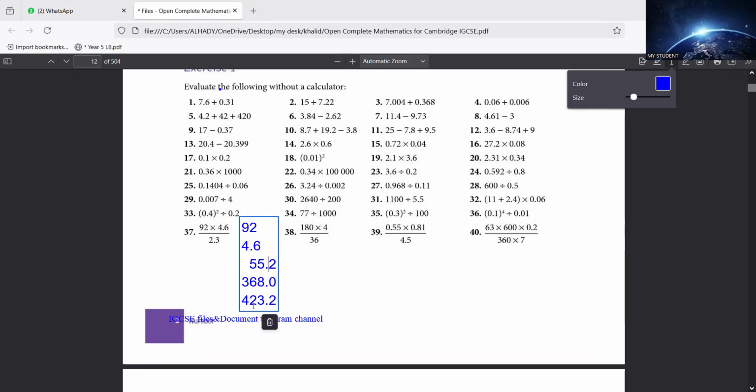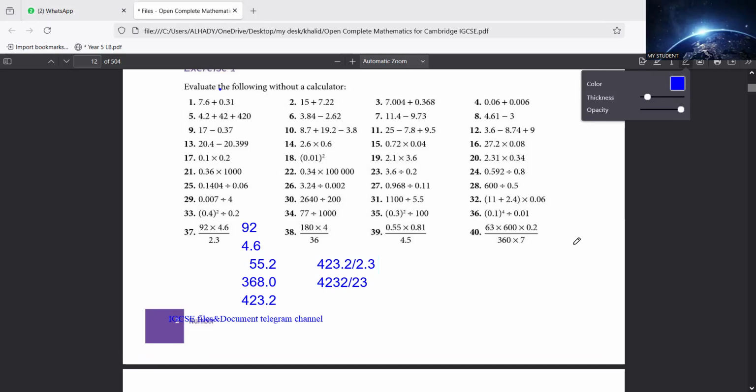Now we have this number, 423.2 divided by 2.3. So now my question is going to be 423.2 divided by 2.3. And as I've told you before, I don't want the second number here to contain a decimal point. And we have one digit after the decimal point. So we multiply both our numbers by 10, the first one by 10 and the second one by 10. When we multiply by 10, this will be 4,232 divided by 23. And now we're going to do it as normal long division.